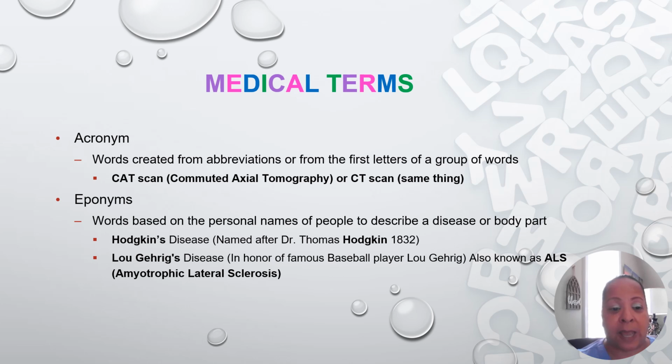Then you have your eponyms. So these are named after doctors or a famous person, such as Hodgkin's disease. So that was named after Dr. Thomas Hodgkin back in 1832. Lou Gehrig's disease, now that was in honor of a famous baseball player named Lou Gehrig. But that disease is also known as ALS, and it's amyotrophic lateral sclerosis, which a few years ago, probably almost 10 years ago, they had this big, huge nationwide thing where people were dumping water on each other to raise money for that particular cause.